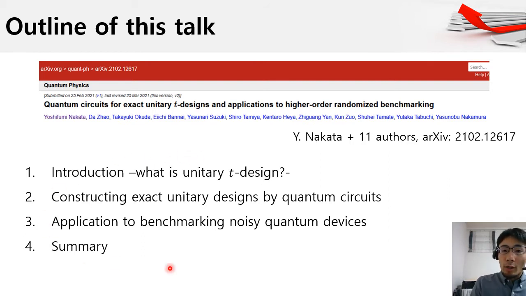And here's an outline of this video. I would like to start with a brief introduction of unitary designs, and then I will explain our two results. One is about constructing exact unitary designs by quantum circuit, and the other is its application to benchmarking noisy quantum devices. So let's start with a brief introduction of unitary designs.